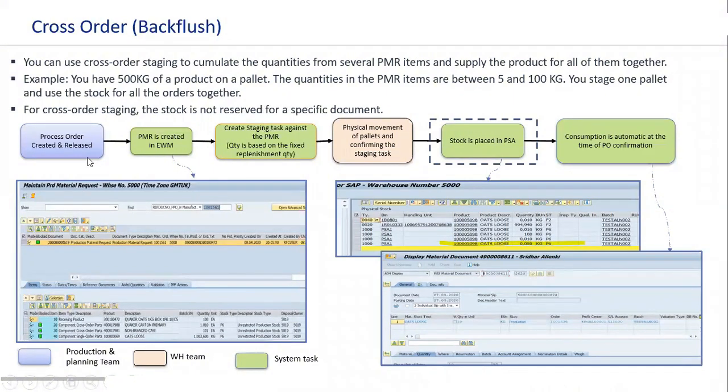So process order release, you can see the green is the system steps. So there's a lot more green system steps in this. PMR is created, staging task against the PMR, physical movement of the pallets to the staging area. And then once the stock's in the PSA, consumption is automatic at the time of the PO confirmation, but that'll be automatic pallet by pallet.